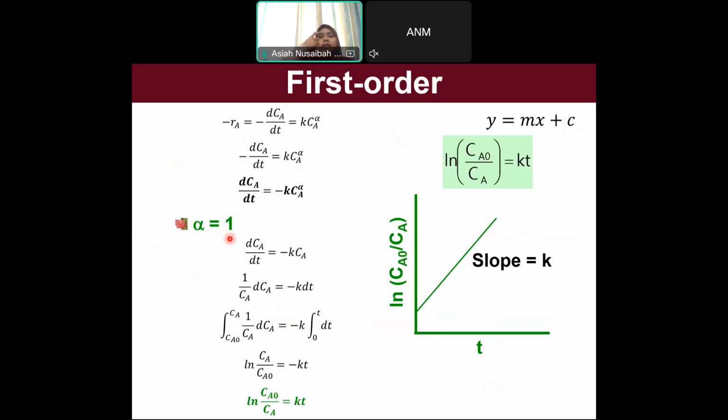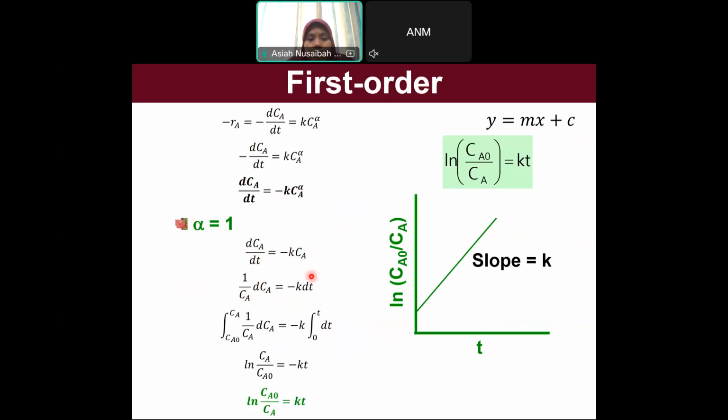Saying that we are guessing that the order is equal to 1. So we modify the bolded equation. We get dCA over dt equals minus kCA, because CA to the power of 1 is just CA. Then we put all CA on the left-hand side and dt on the right. So we rearrange to get 1 over CA dCA equals minus k dt.